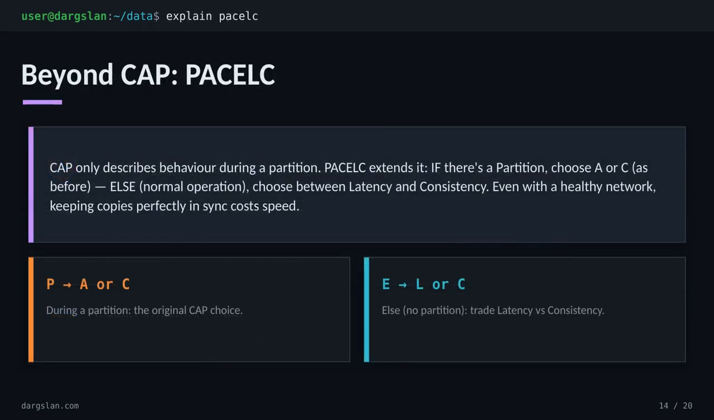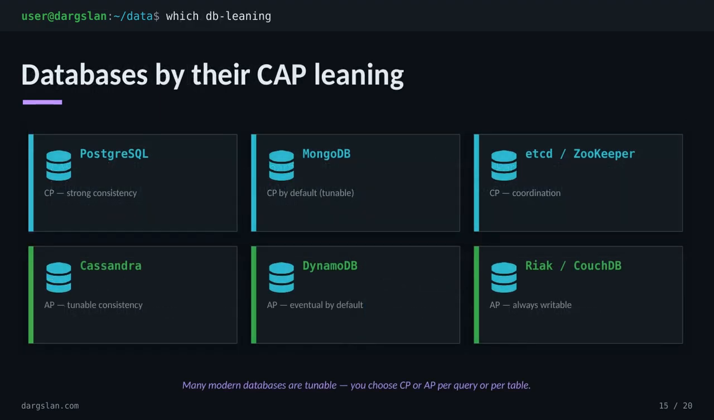Which brings us neatly to PACELC. Think of it as CAP with the missing half filled in. The rule goes, if there's a partition, you still pick availability or consistency, just like before. But else, meaning the network is healthy, you're trading latency against consistency. Because even on a perfect day, keeping every replica perfectly in sync takes time, and that time shows up in your response latency. With the theory in hand, let's see how real databases line up.